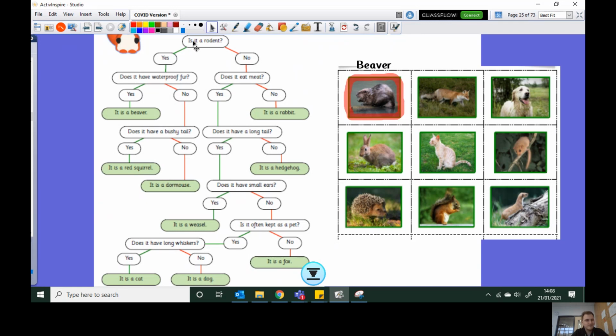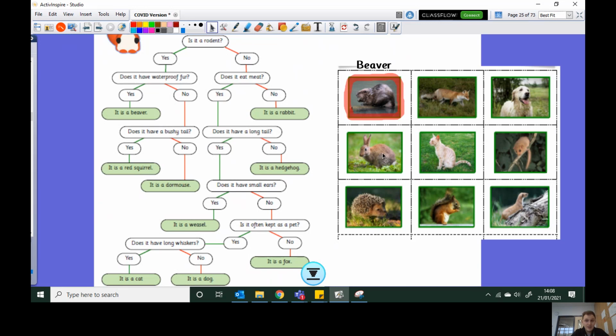Okay, so is it a rodent? No, that one's not a rodent. Does it eat meat? Yes, it does. Okay, keep going, looking at the tail, looking at the ears, things like that. Okay, is it a pet? And work your way down the flowchart.